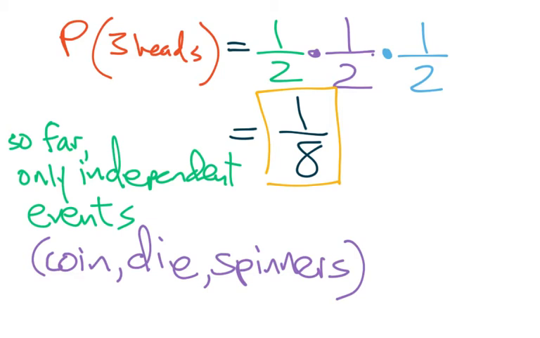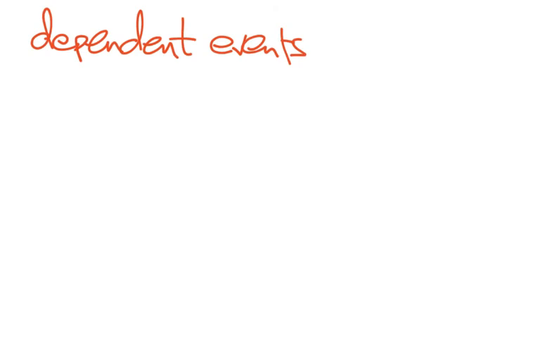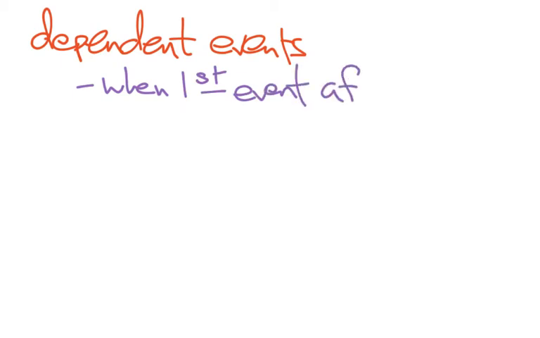However, there are other types of events, and I know you know about these. They're called dependent events. And basically, a dependent event is when the first event affects the next event.